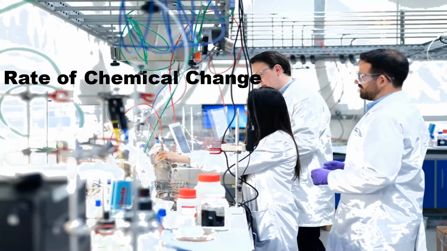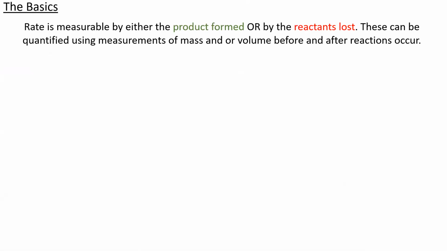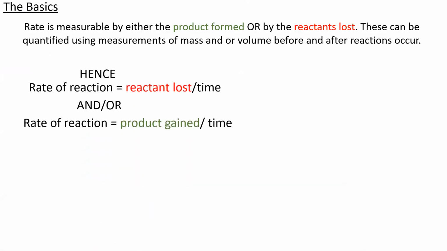So this is a series of slides about the rate of chemical change. If we first look at some basics, we can think about rate being measured either by looking at the products being formed or by the reactants being lost. We can quantify this by measuring mass or volume before and after reactions occur. Hence, we can look at the rate of reaction being either the reactant lost over time or the product gained over time.